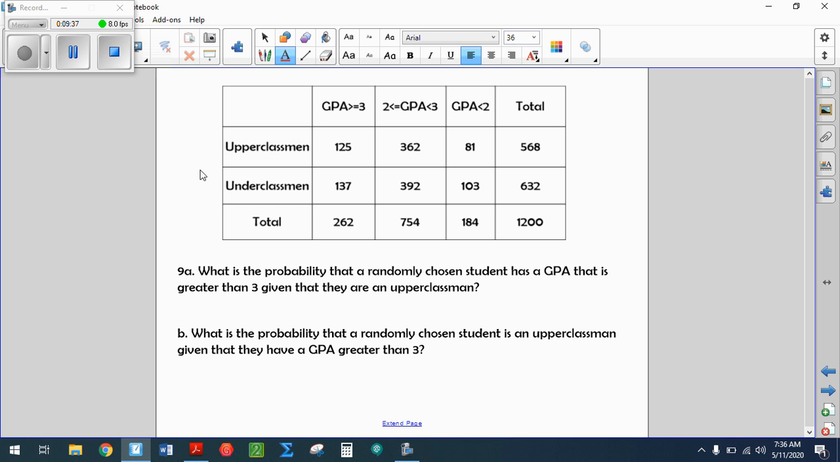So here are 2 examples of conditional probability. The first one says, what's the probability that a randomly chosen student has a GPA that is greater than 3, given that they are an upperclassman? So you were told they are an upperclassman, so we're looking at 568. We are not looking at this total. So given that they are an upperclassman, what is the probability that the chosen student has a GPA greater than 3? So 125 out of 568.